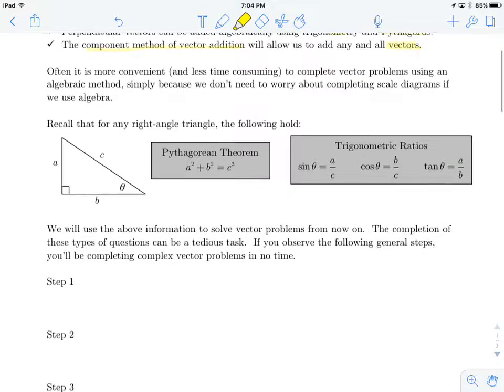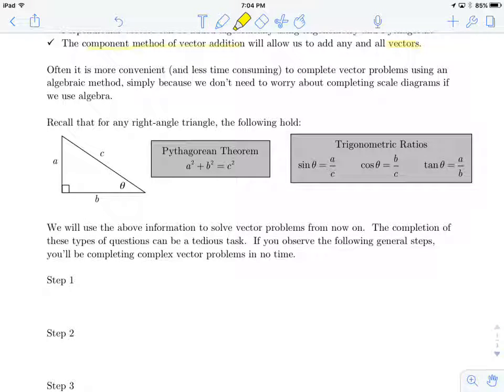So we're going to take the time now to just recap a couple of things here. Recall that for any right angle triangle, and this is specific, it's got to be a right angle triangle, we can use the Pythagorean theorem, and we can use SOHCAHTOA, our trigonometric ratios. So that if this is our angle theta, the sine of this angle is equal to the opposite over the hypotenuse. And that's what we see here. This should be review for any grade 11 student that's taking this course, as I'm sure it is for you. So we're going to use this above information to solve vector problems from now on.